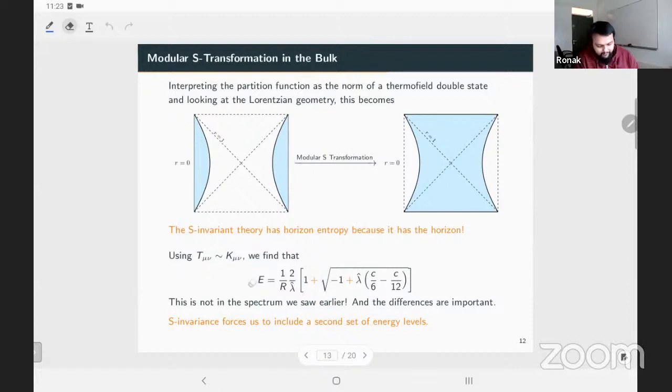And one thing you notice is that if you calculate the energy using the extrinsic curvature in this phase, you get something that is just not included in the previous set of energy levels, which again goes with our intuition that new states were added.